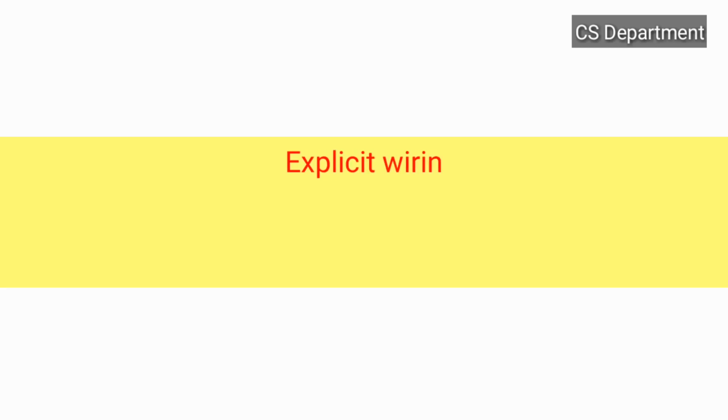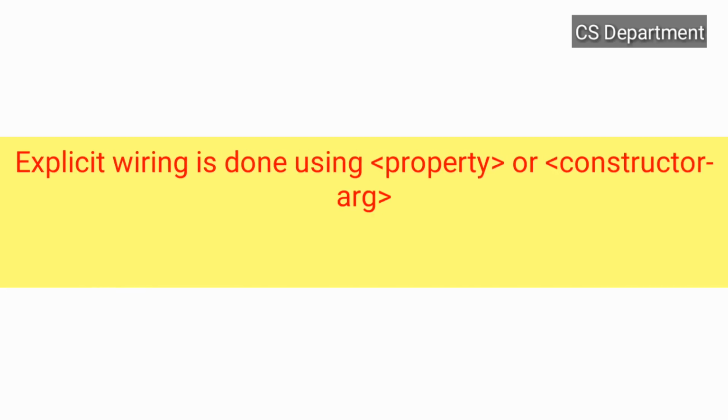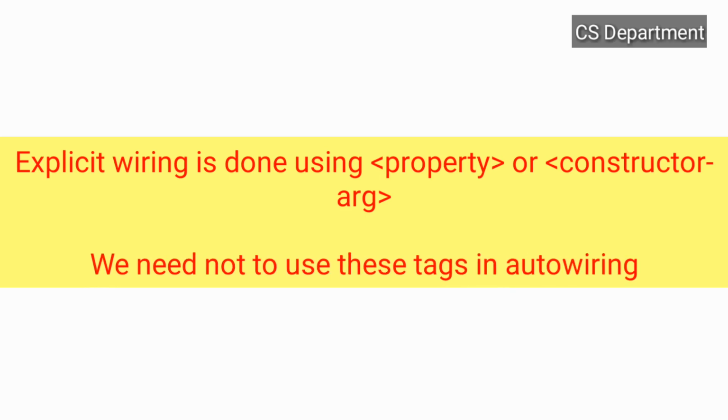This is explicit wiring. But to do the wiring without using constructor-arg tag or property tag, we have to do it using auto wiring. Means the first type of bean wiring is explicit wiring, that is, there we inject dependent class object in target class using constructor-arg or property tag. And if you don't want to use constructor-arg or property tag, then we have to go for auto wiring.